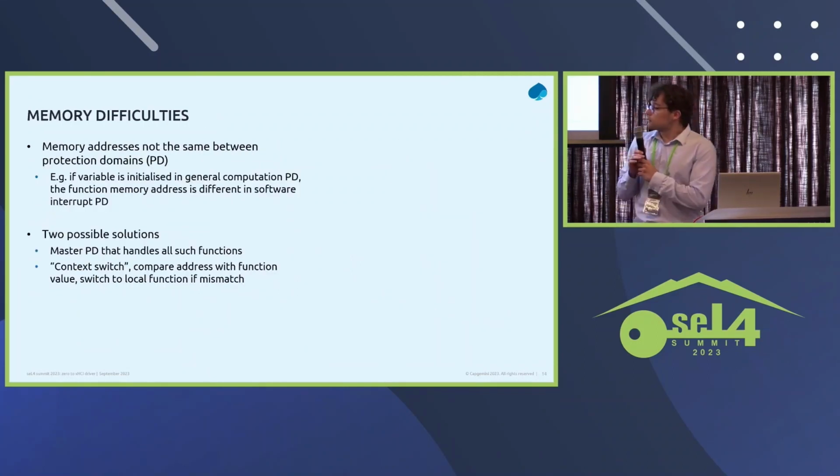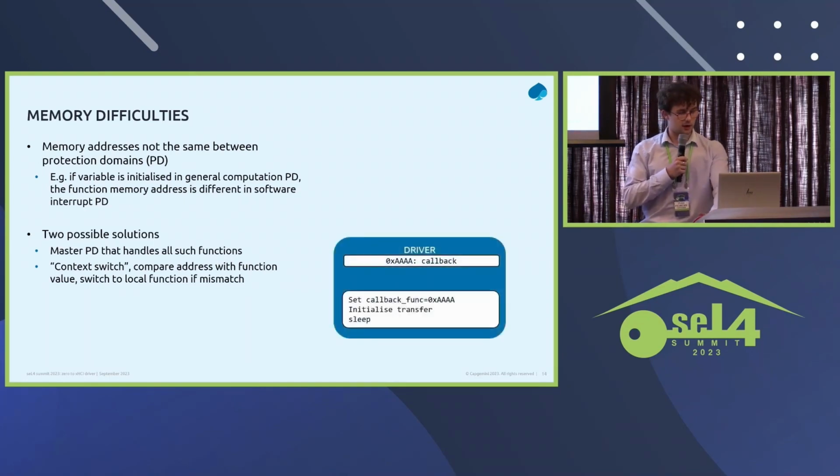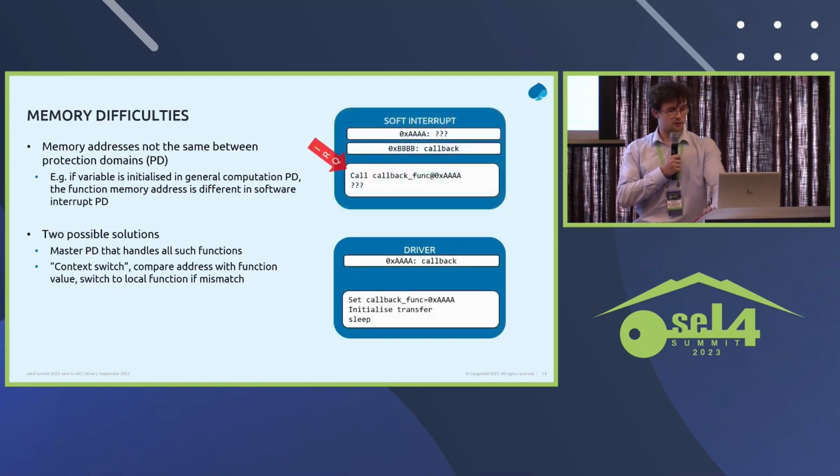Between the core driver protection domain and the software interrupt protection domain, there's an issue because it uses a lot of function pointers. NetBSD uses a lot of function pointers because it's expecting to be used as an OS, so it's all expected to be in the same memory regions. So if it's initialized a callback function at address A, and then it goes to sleep, and then the software interrupt comes in and calls it back at address A, obviously that doesn't exist in the context of the software interrupt. seL4 flags that, and then it crashes.